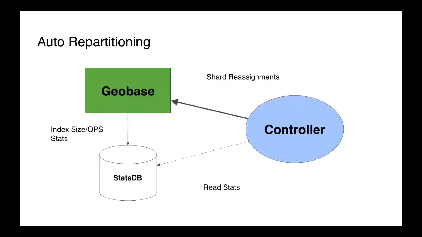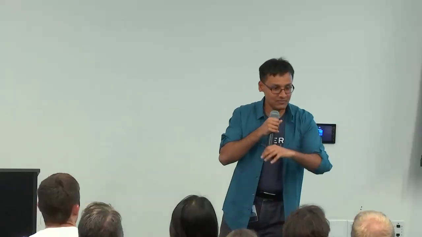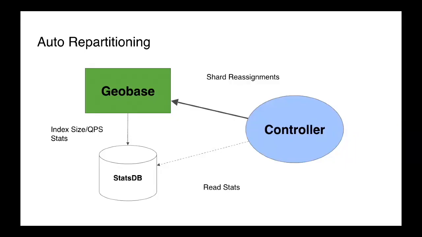So we also built an auto repartitioning system. We have an external agent called the controller, which is periodically monitoring the state of all of Geobase's shard assignments. Geobase publishes those stats into some kind of stats database, and the controller checks them and reassigns them whenever necessary. I can't tell you how much that's helped us. We don't have to worry about the system as much anymore. Whenever there are New Year's Eve spikes or any other demand spikes or unforeseen events, the controller will take care of it for us. So that's another thing we built to support that.